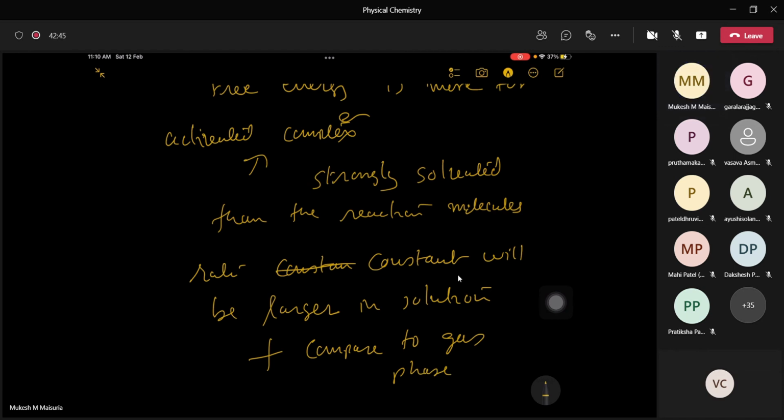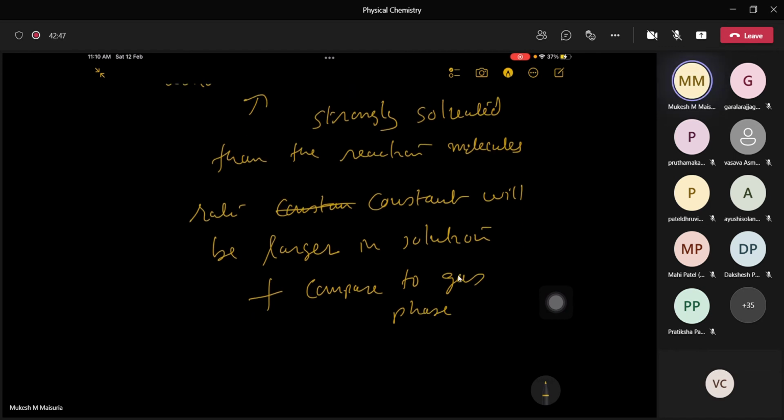Understand? So this is what I have discussed about the effect of solvent. Understand?